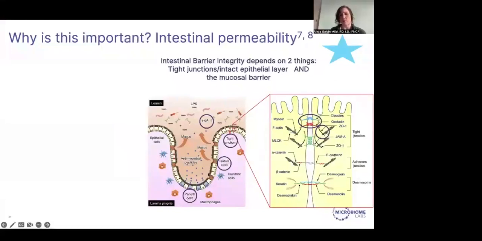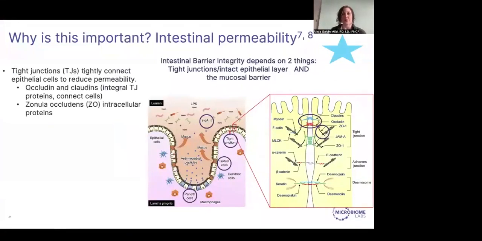So why is this all important? Why are we spending all this time on intestinal barrier function? Well, as we all know, intestinal barrier integrity is really important to keep us healthy, and it really depends on 2 things: tight junctions, an intact epithelial barrier, as well as an intact mucosal barrier.